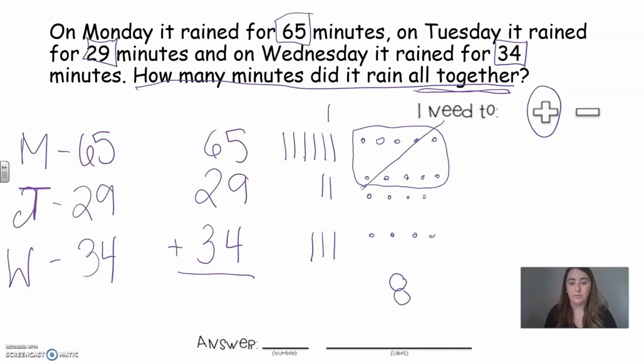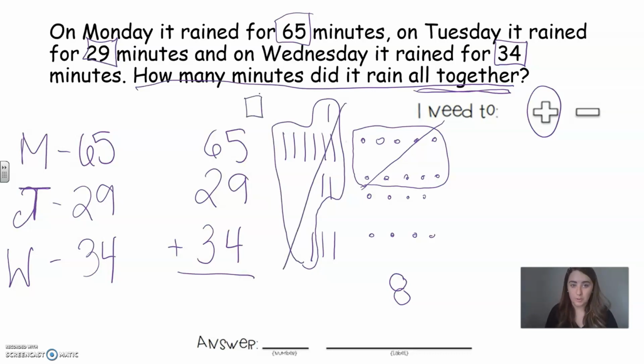1, 2, 3, 4, 5, 6, 7, 8, 9, 10. Oh, stop. 10 sticks. Circle them. Cross them off because we've used them. 10 tens turns into 100. All right, so now I have 2 tens left and I have 100. So my answer is 128.